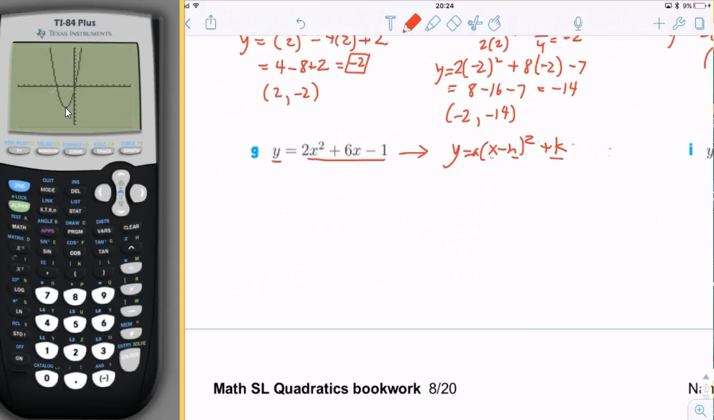Okay, so we want to find the vertex. To find the vertex, the easiest way to do that is to do second calc minimum, because in this case the vertex also happens to be the minimum value. The left bound, we're going to move it to the left of the vertex. The right bound, we're going to move it to the right of the vertex. Make sure you move it well to the left and well to the right. It says guess. It doesn't matter what the guess is. You can go ahead and enter there.